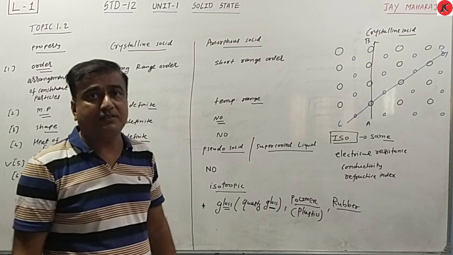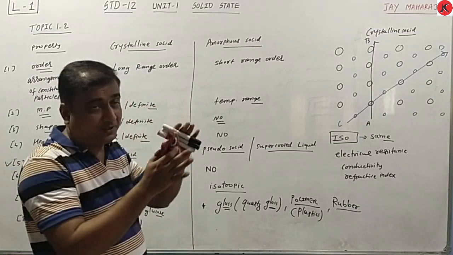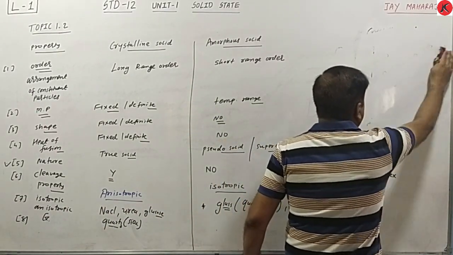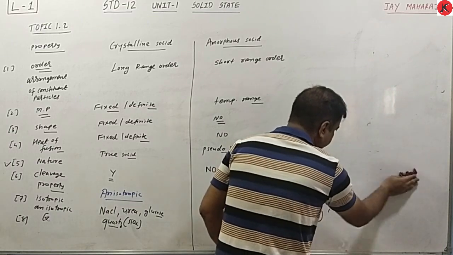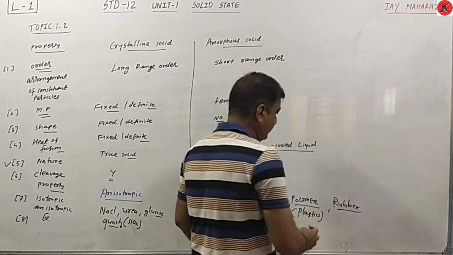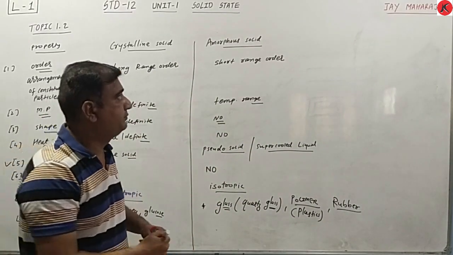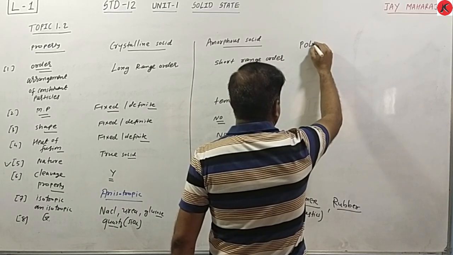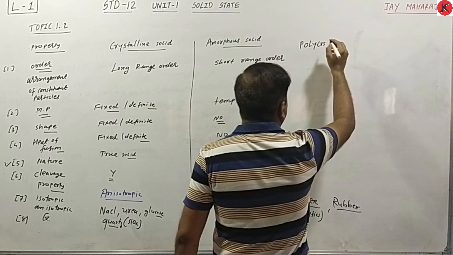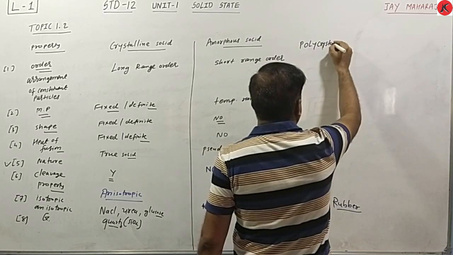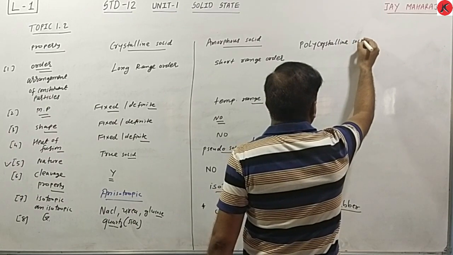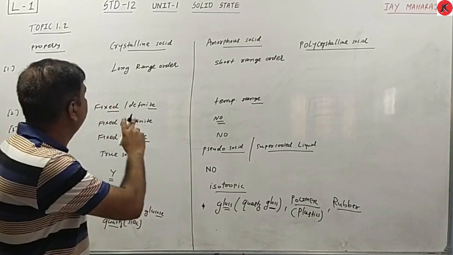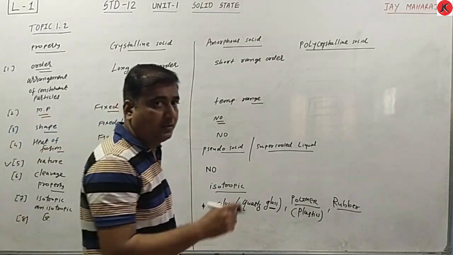Now, certain substances are there having properties between crystalline and amorphous. So here one point is there, polycrystalline solid. What do you mean by polycrystalline solid? Polycrystalline solid means in between crystalline and amorphous. Exact definition.